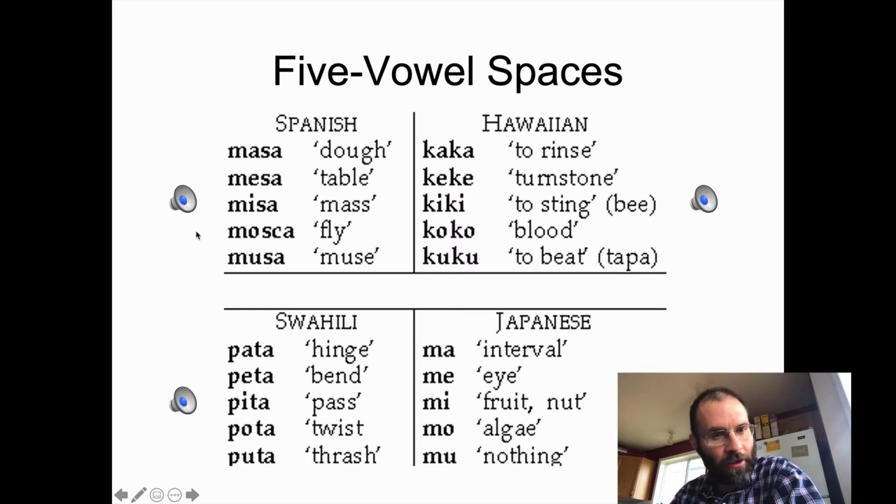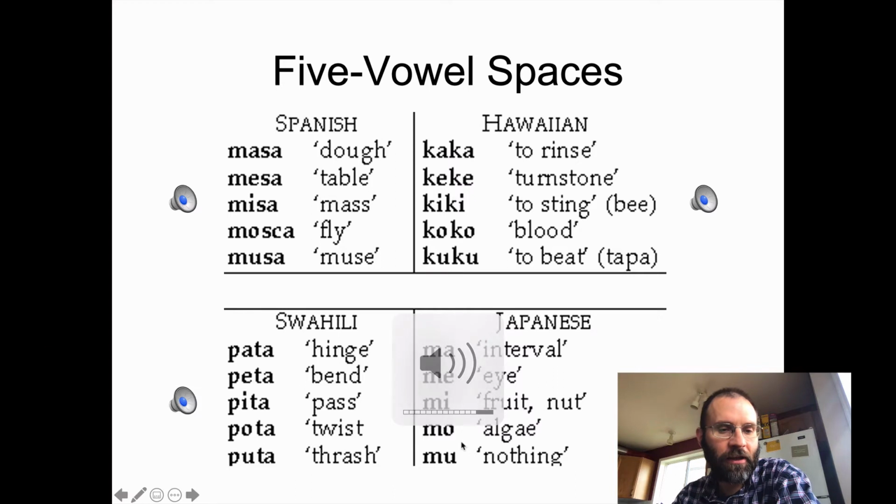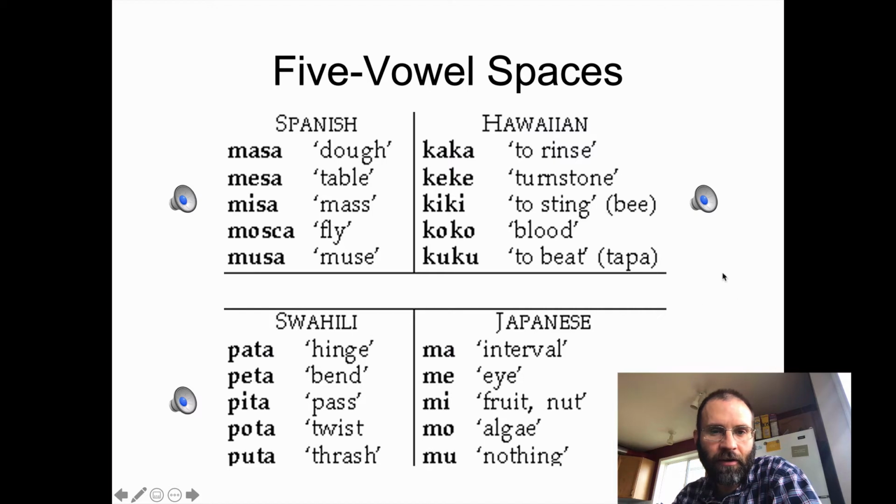So here's Spanish with these 5 vowels. Masa, mesa, misa, mosca, musa. We'll turn that up a bit. Here's Swahili. Pata, peta, pita, pota, puta. Here's Hawaiian. Kaka, keke, kiki, koko, kuku. And here's Japanese. Ma, me, mi, mo, mu.